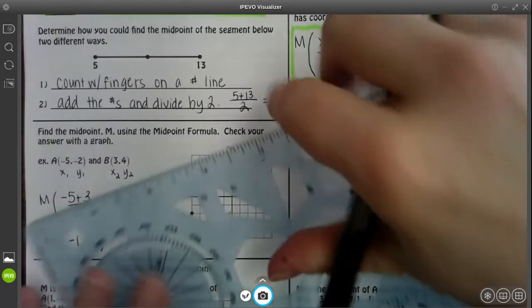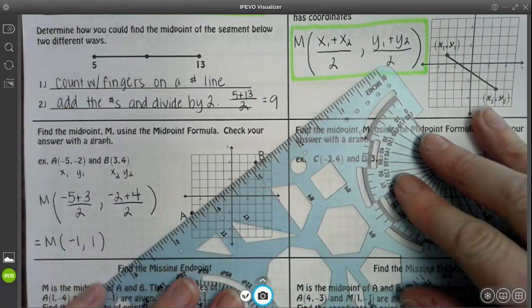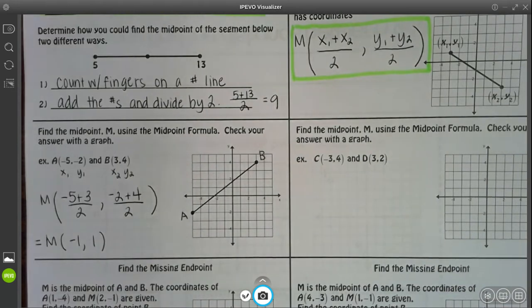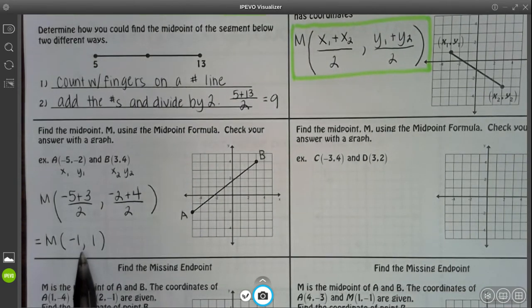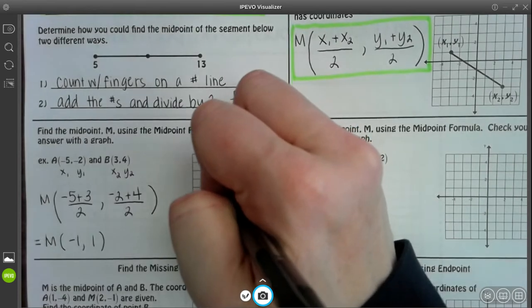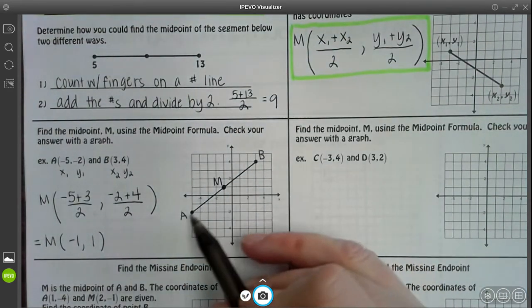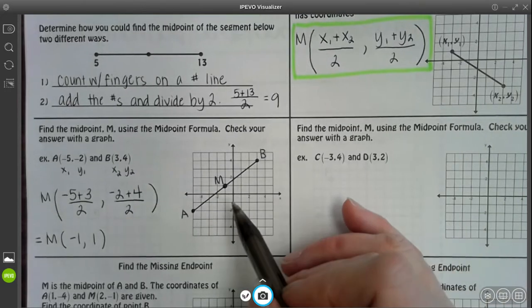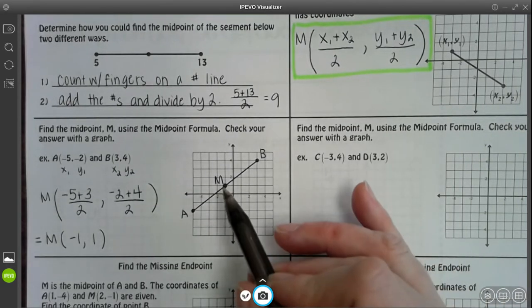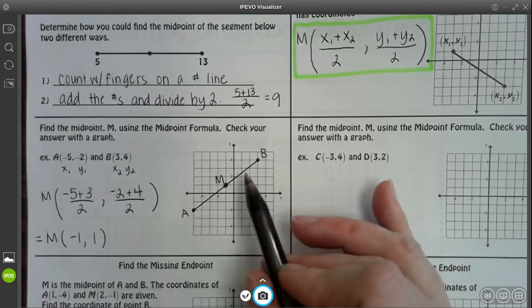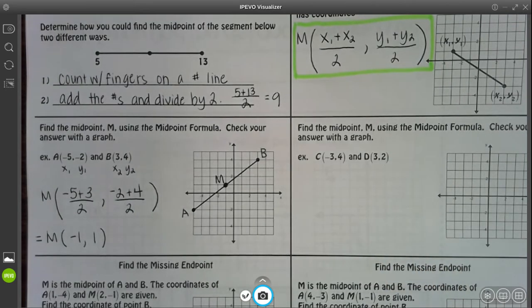Okay, I'm going to use a straight edge to go ahead and connect those. And now our midpoint should be right in the middle if we did this correctly. So the midpoint is at -1, +1, and there is point M. And you can see that it looks smack dab in the middle of points A and B. And even better, it is on the line. So the midpoint is always going to be on the line right in the middle.